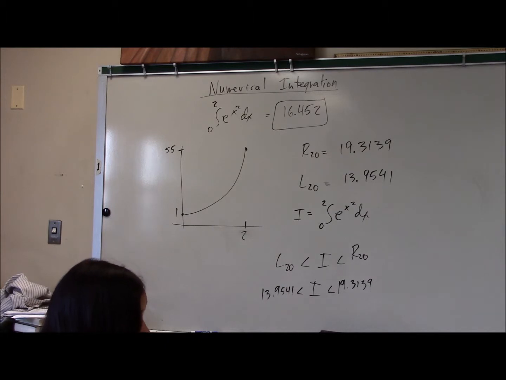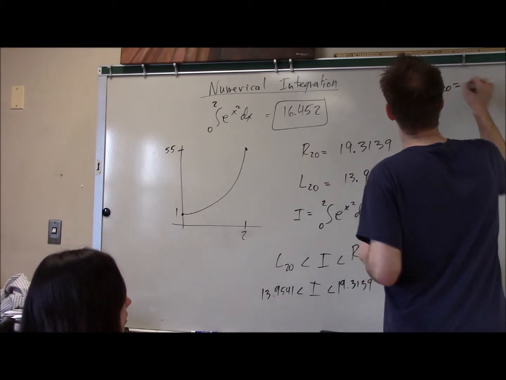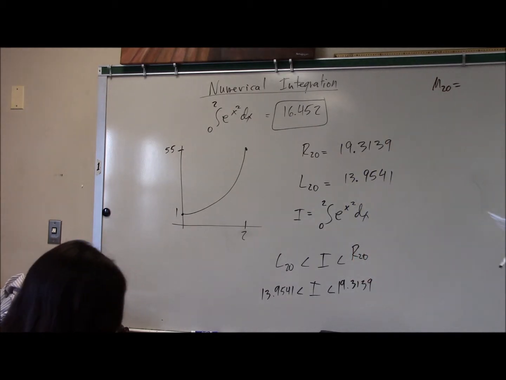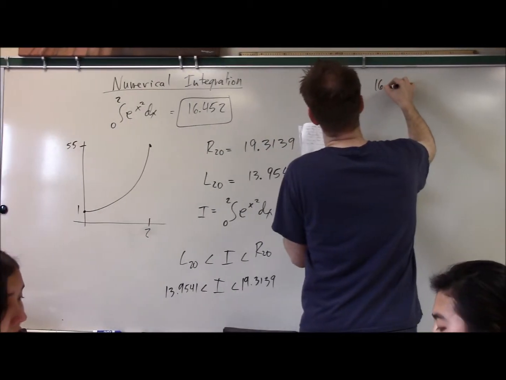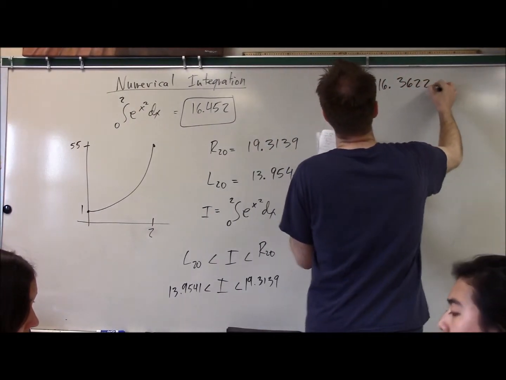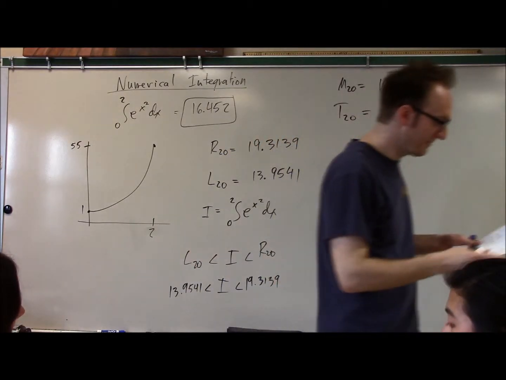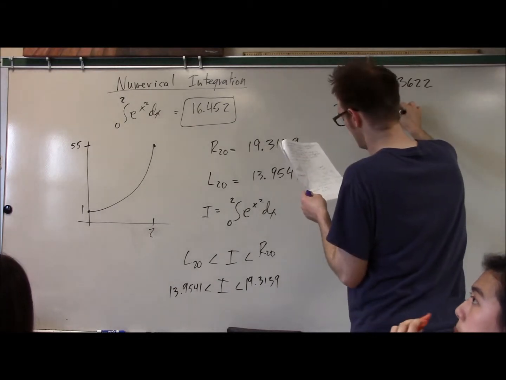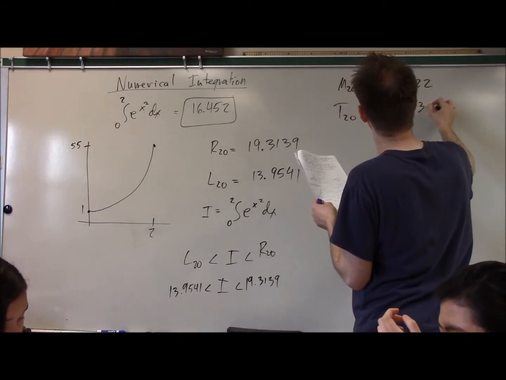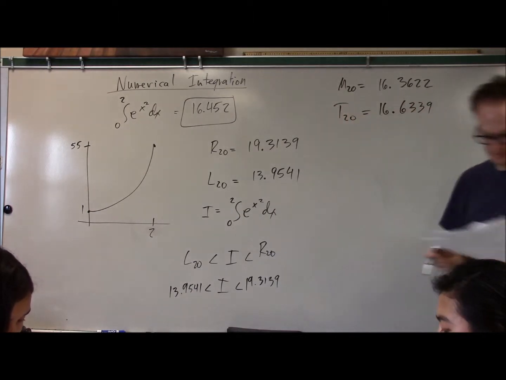We can either do more rectangles, although that has its own set of problems, which we discussed last class. But yeah, we can try more efficient methods. So we talked about the midpoint rule, and we calculated that this was 16.3622. And then we also, at the very end of class, did this via the trapezoid rule, and we got that it was 16.6339. Okay, and this is about where class ended.